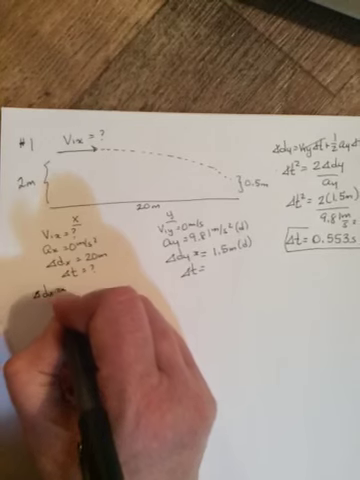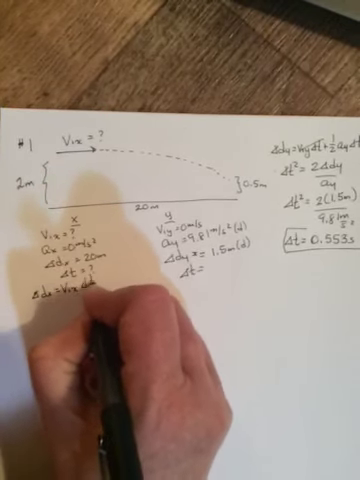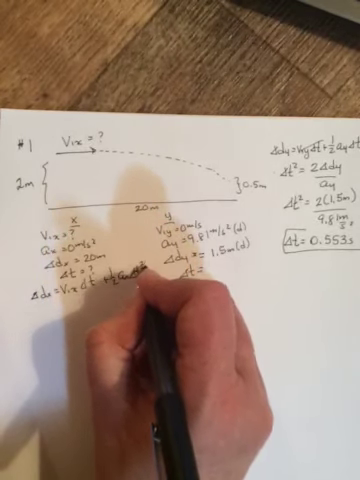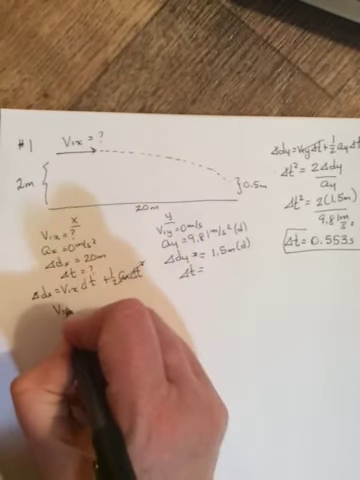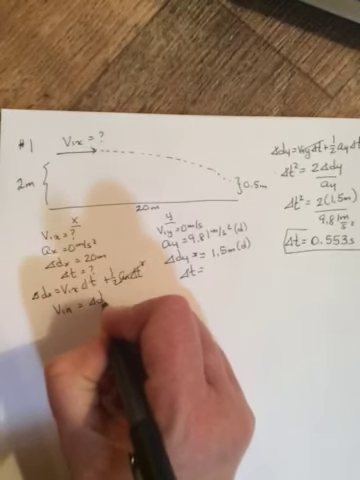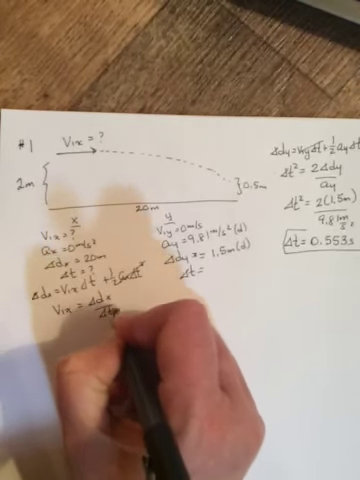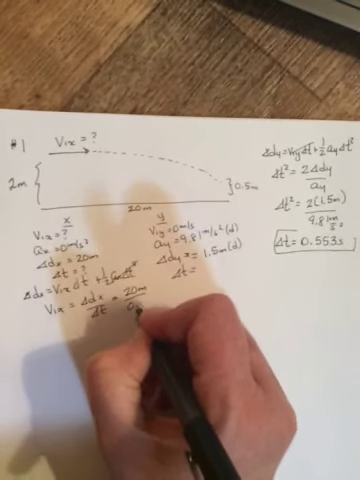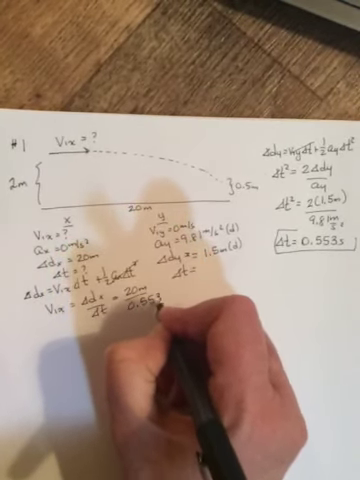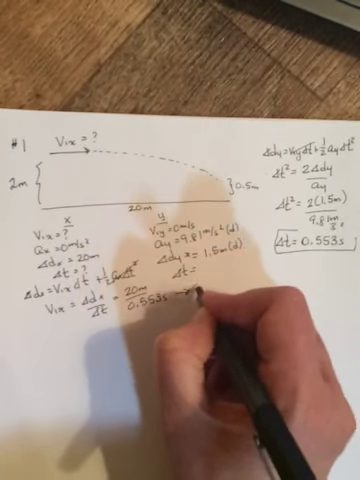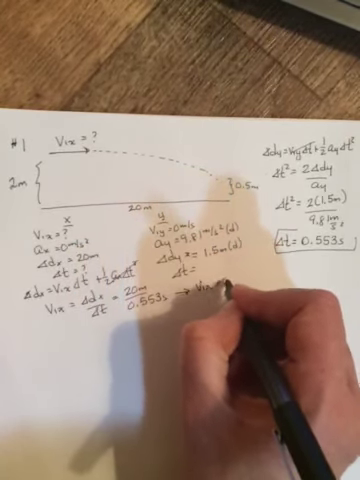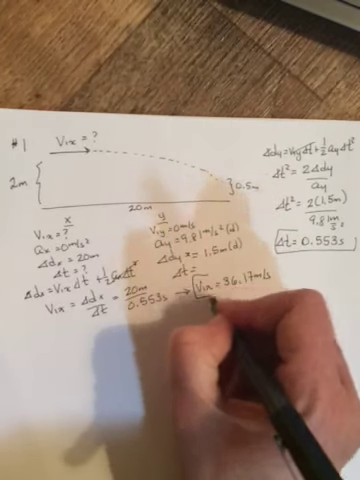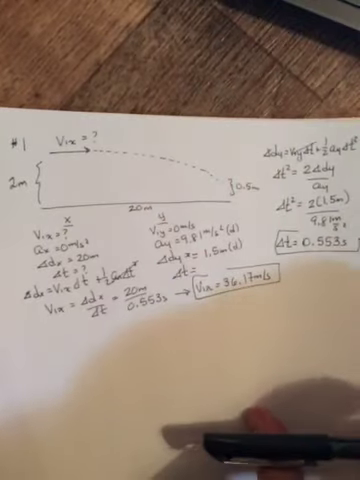Once you have that time, then you go to the x direction. Delta dx is equal to VIX delta t plus 1/2 AX delta t squared. This term goes to 0. You're looking for VIX, so it's just equal to delta dx over delta t. So 20 meters divided by that 0.553 seconds we just found, and we get a VIX to be 36.17 meters per second. Number 1, done.